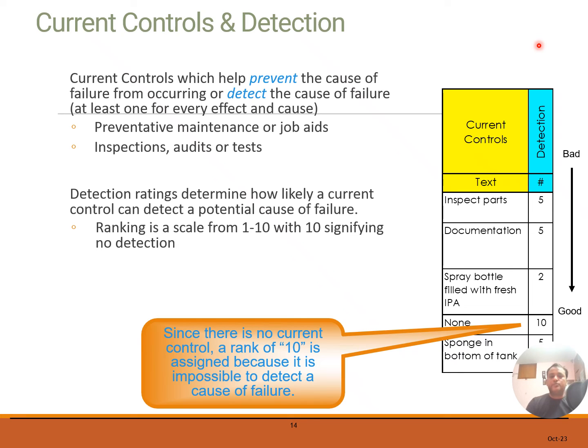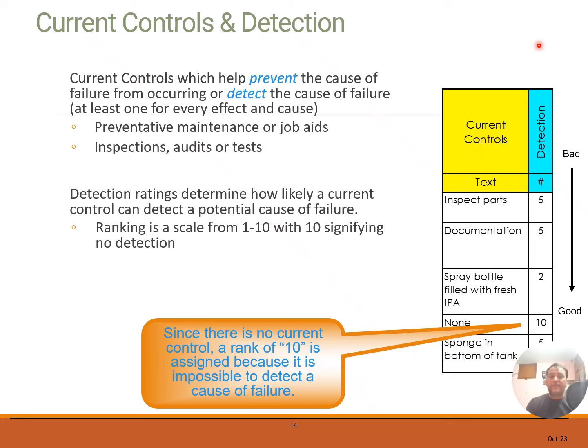Do not assume a low detection rating because occurrence is low. For instance, a potential cause of failure can happen very infrequently, but when it does occur, there is no way to detect it. A low occurrence rank does not necessarily result in a low detection rank. Nor does a low detection rank necessarily result in a low occurrence rank. So occurrence and detection are not directly linked to each other.